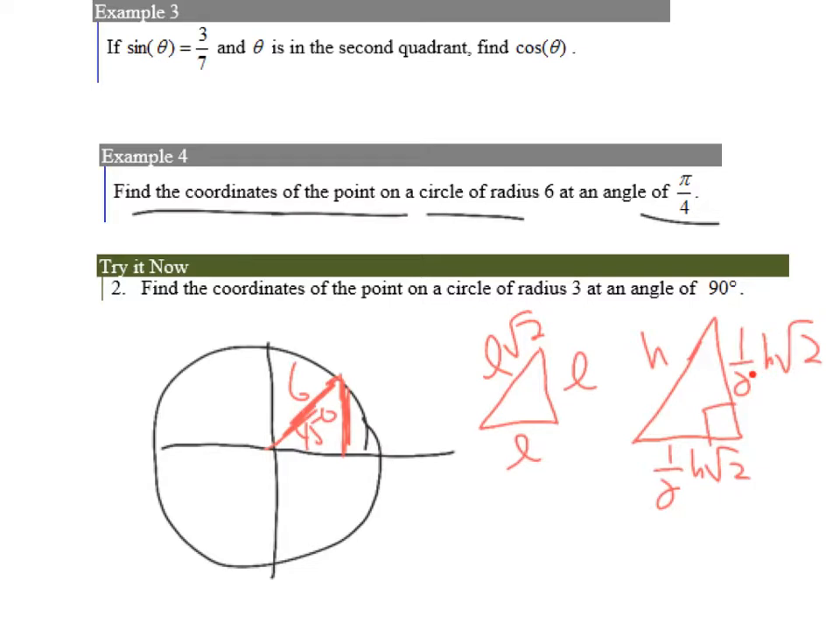So that means we take half the hypotenuse and multiply it by the square root of 2. So that gives me 3 square roots of 2 as the length of that side of the triangle. And then looking for the coordinates of that point, it's just going to be 3 square roots of 2, 3 square roots of 2. Okay, now that'll let us go on and find the sine and the cosine if we want.